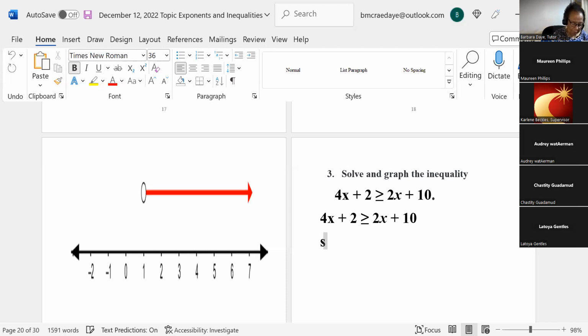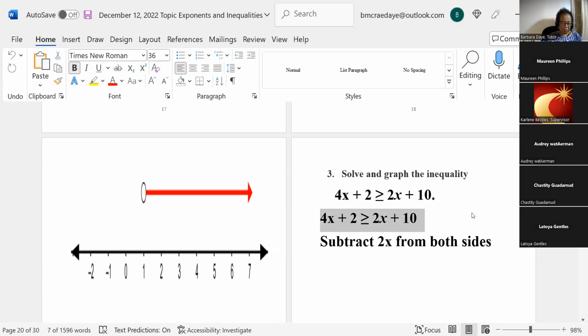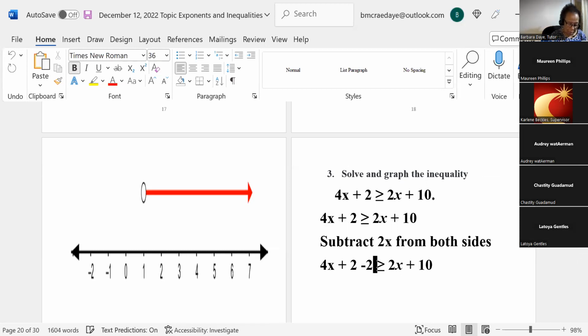Everybody do that. Okay, subtract the 2x from both sides. I'll put it here. Alrighty. Okay, so subtract the 2x, both sides. On the left, 2x. On the right, 2x.